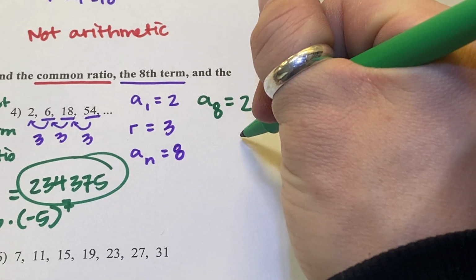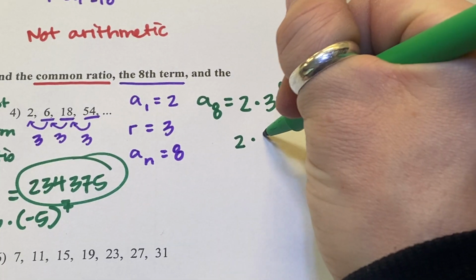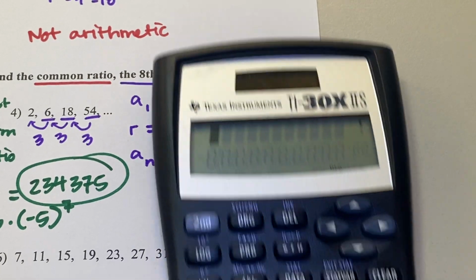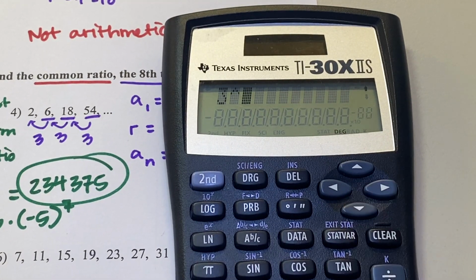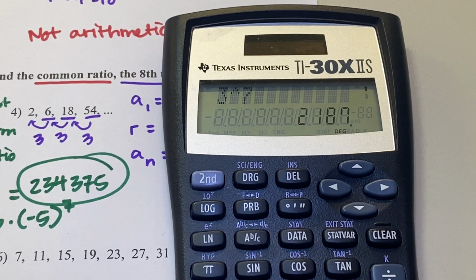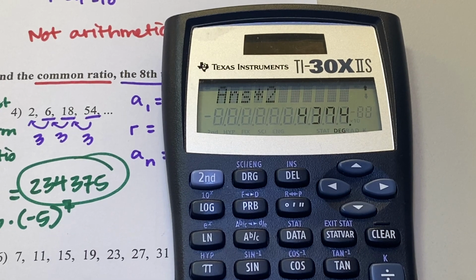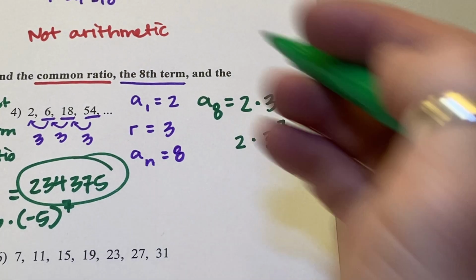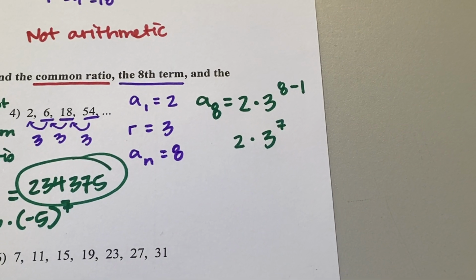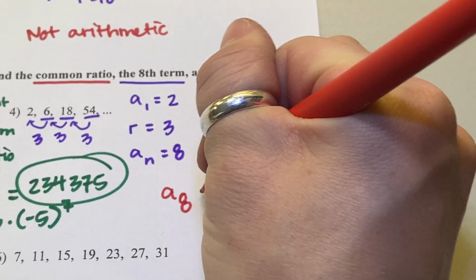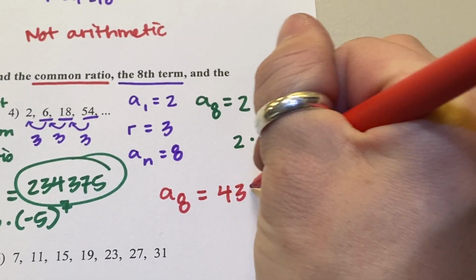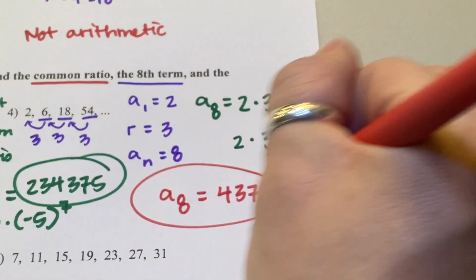Okay, so we have to follow PEMDAS here. This becomes 2 times 3 to the power of 7. Then we can plug this into our calculator. 3 to the power of 7, times 2, equals, and again, it's a big number because you're multiplying every time. So it's 4,374. So A sub 8, meaning our 8th term in this sequence, will be 4,374. Boom.